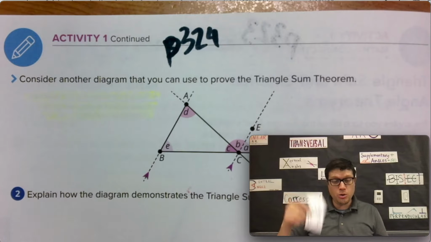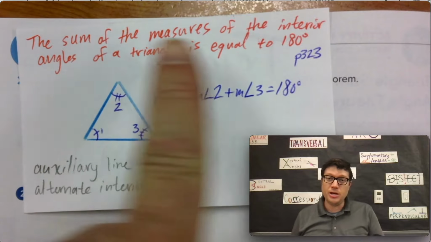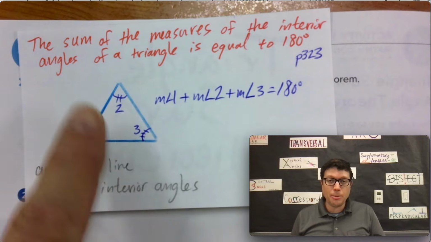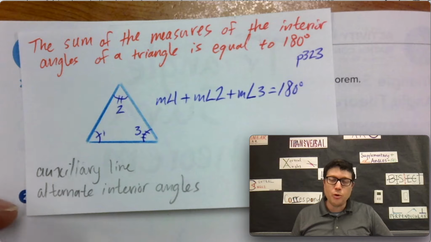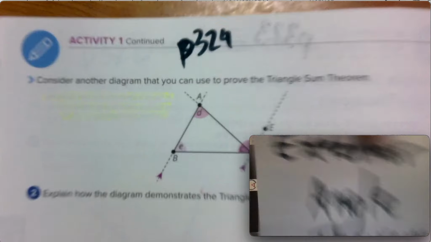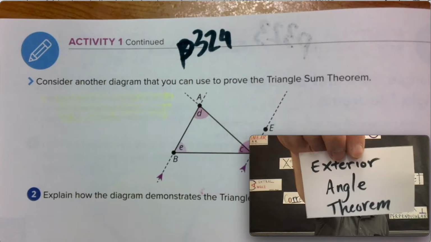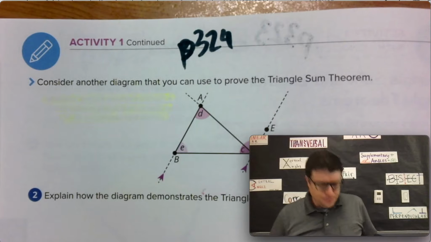You should make a note card. It should probably have something like this on the back of it. The definition, an example, like how you might see it written out, and then some related vocabulary. Because in this video, we're going to talk about the exterior angle theorem, which is on the bottom of page 324. Let's get into it.